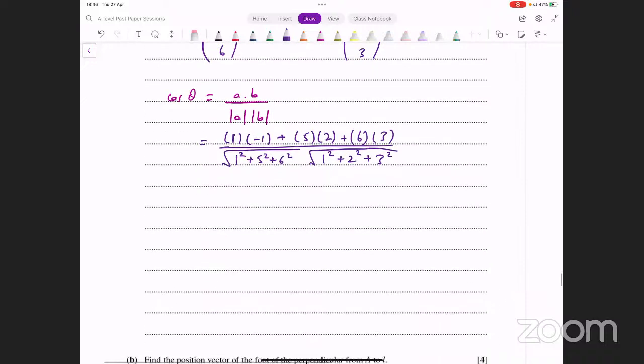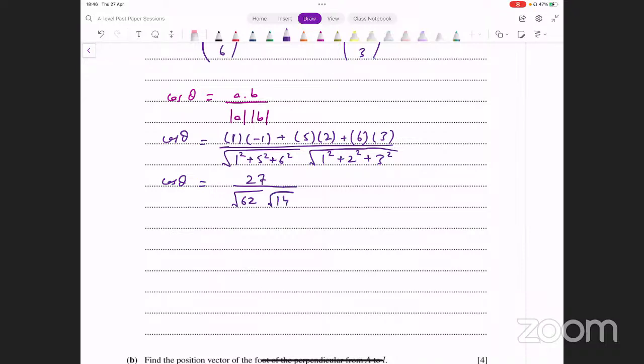ओके, अभी हमें evaluate करना है. राइट साइड पे देखते हैं हमारे पास क्या आता है. Numerator is going to give us -1 plus 10 plus 18, so that's 28 minus 1, which is 27. And the denominator, we have square root of 1 plus 25 plus 36, which is 62, square root of 62. And the second modulus is square root of 14.